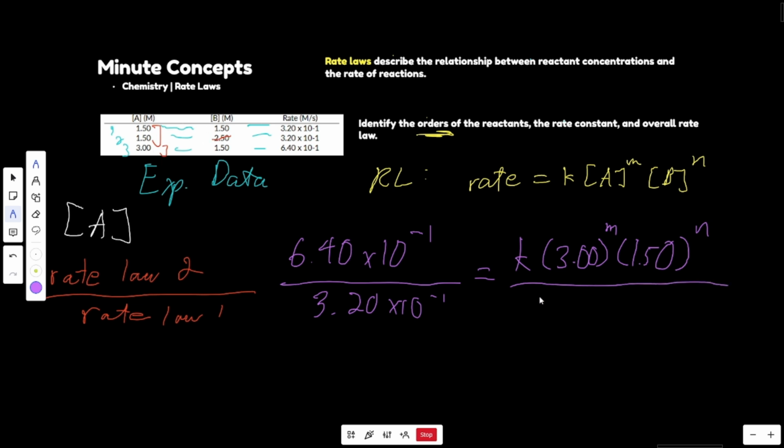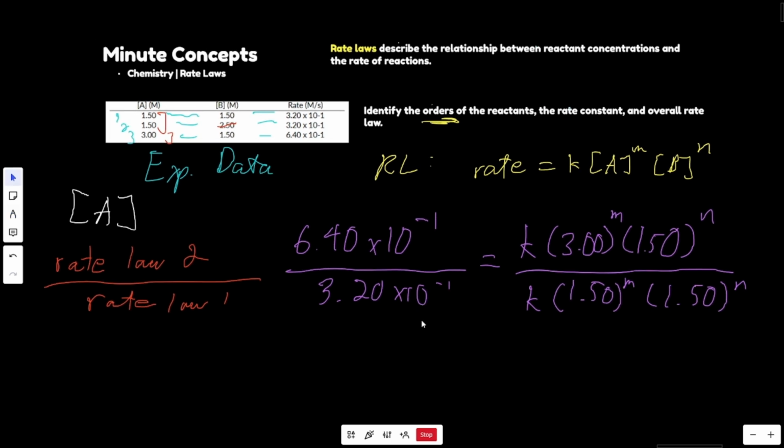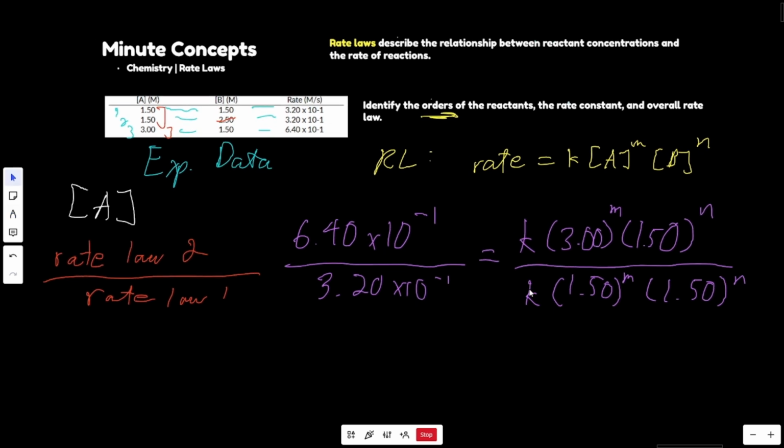Now, the bottom side would be K times 1.50 to the power of M and 1.50 to the power of N. So, now, what do we do from here? Well, we're just going to simplify both sides. And actually, the mathematical reason why we need to have reactant B have a constant concentration when solving for the order of A is so that we can actually cancel them out. So if you look here, 1.50 to the power of N cancel out, the K's cancel out.